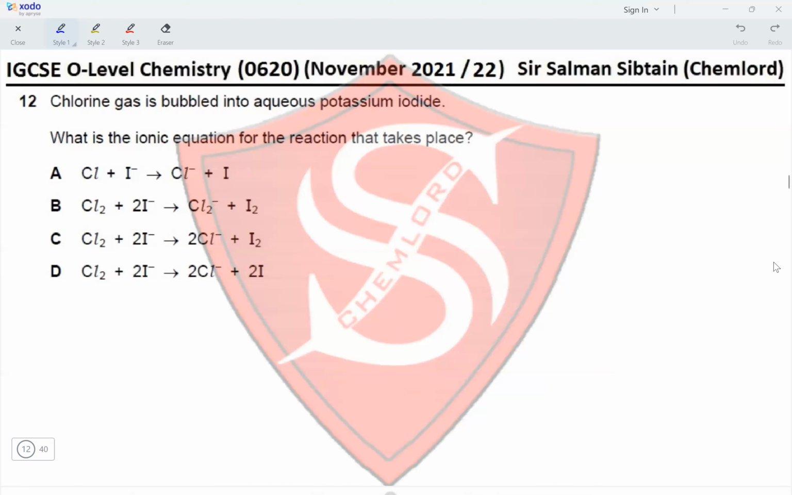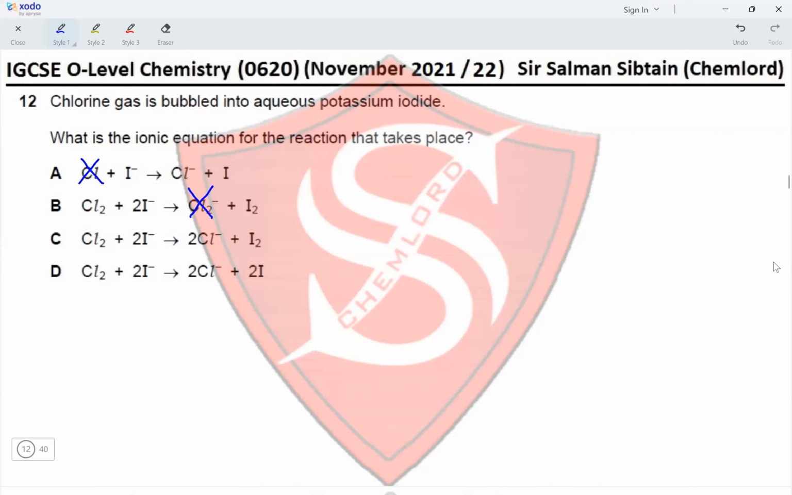So we have the same situation in all the options, but there must be something wrong to eliminate 3 of them. So in A, we have got chlorine atom reacting with iodide ion. Chlorine in its elemental form is a diatomic gas, so it should be Cl2, not Cl. Next, we have Cl2 reacting with 2I minus, giving us Cl2 minus. When we have chloride ions forming, they will form in the form of Cl negative ions, not Cl2 negative. So this species is incorrect.